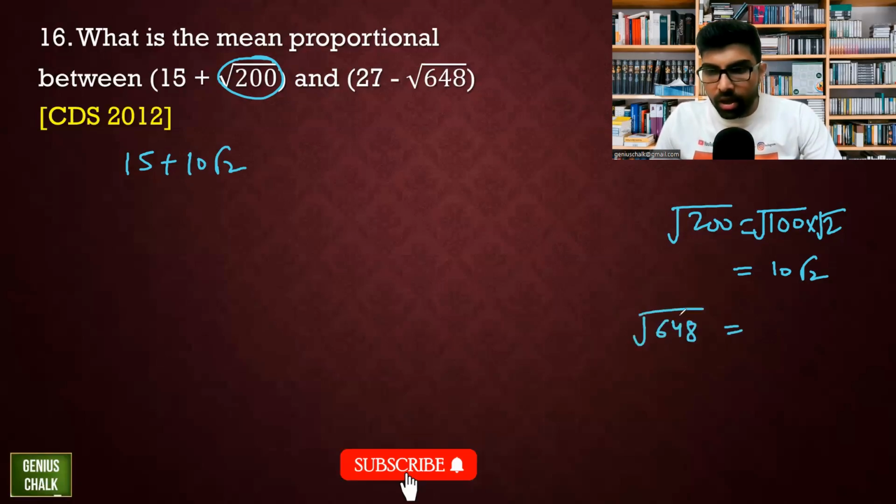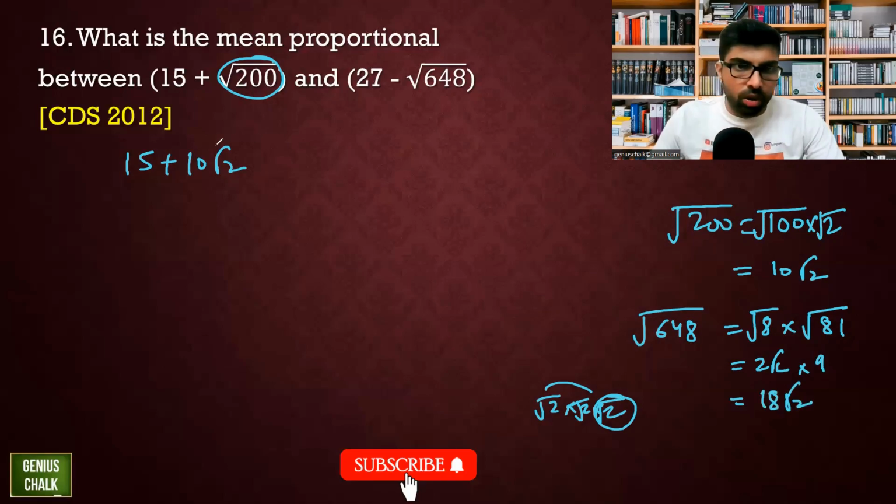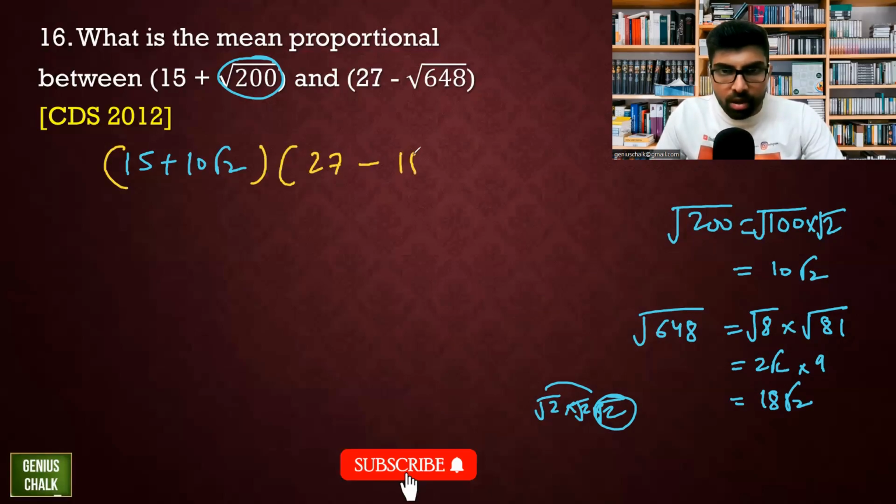Similarly 648, I can break it like this, 8 into 81, 8 8s are 64, 8 1s are 8. This I can write 2 root 2 because root of 8 will be 2 into 2 into 2. So root of 2, root of 2, root of 2. This root of 2 and root of 2 will be 2, and this root 2 is left. Root of 81 is 9. So this can be written as 18 root 2. So first thing, I have to write them in this simplified form. So 15 plus 10 root 2 and 27 minus 18 root 2.